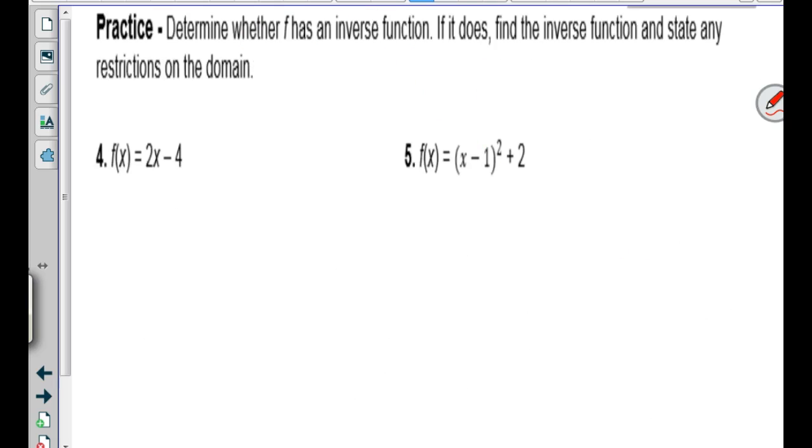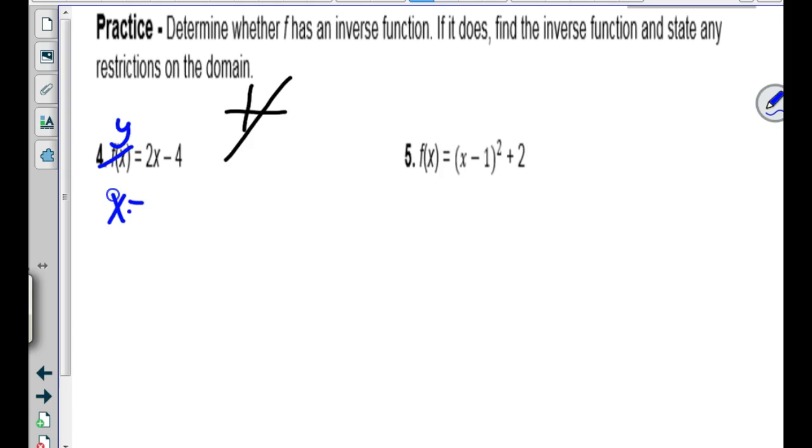All right, so we're determining whether it has an inverse function. If it does, find the inverse and state any domain restrictions. So right now the domain and range are all real numbers because it's a line, right? So we should be good. If we graphed it, it would look like this. Passes the horizontal line test. So how do we find the inverse? This is currently a y, so now what do we have to do?